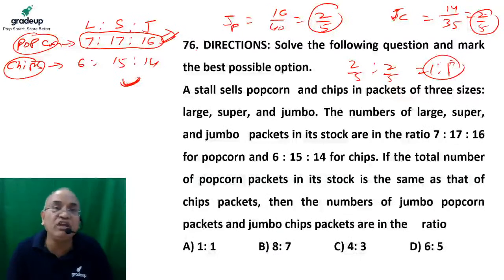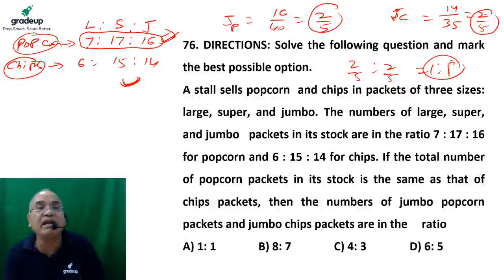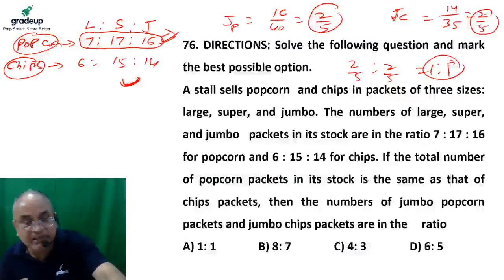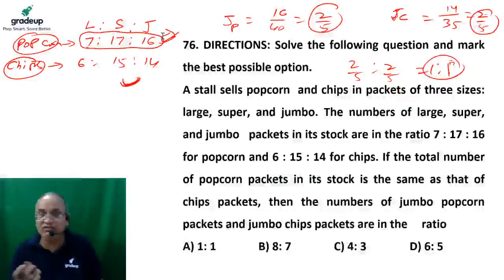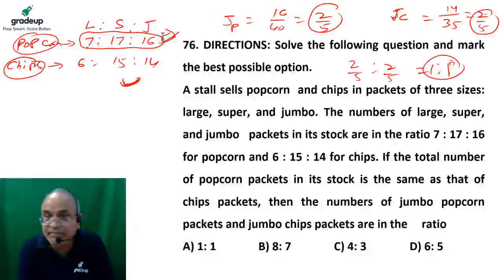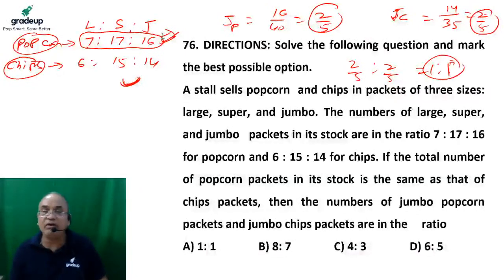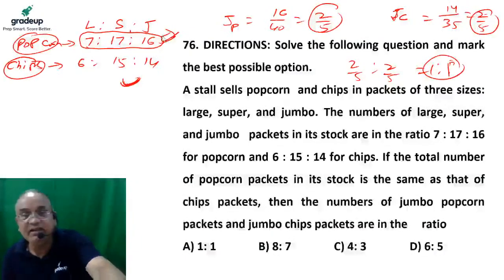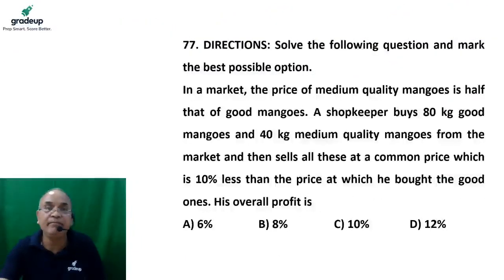So the jumbo chips packets and jumbo popcorn packets are in the ratio of 1:1, because the total popcorn packets and total chips packets are the same. So we have to take 2/5 of the same value, which is again equal. So the right answer is 1:1. The answer is this one. It is a very easy question to solve. Okay, I think Deepika, Soumitra, you got it. Okay, any problem? No problem. Okay, move to the next question then.